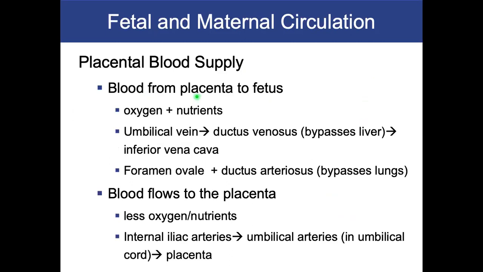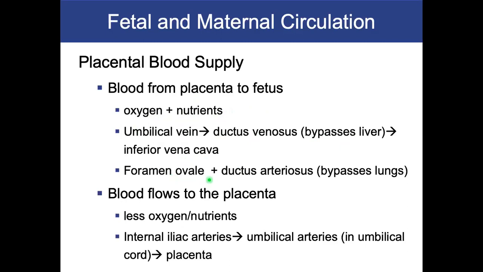Note that mom has a placenta, so that's one of the organs that is only found in women when they're pregnant. So mom has a placenta and the baby has a placenta, and those placentas don't enmesh, they interface with one another so that oxygen and nutrients go from mom's side of the placenta into the baby side of the placenta. Then it goes from umbilical veins to the ductus venosus, bypasses the liver, you don't need the liver for digestive functioning, to the inferior vena cava.